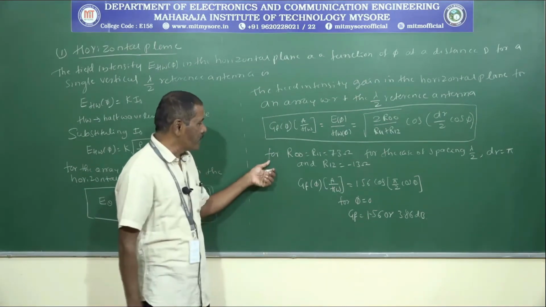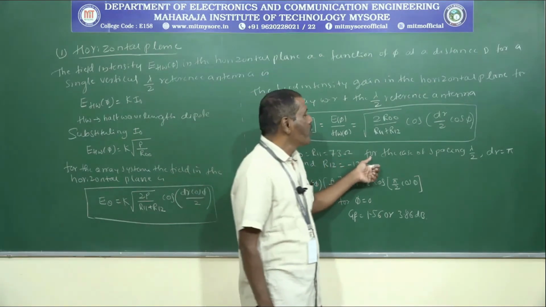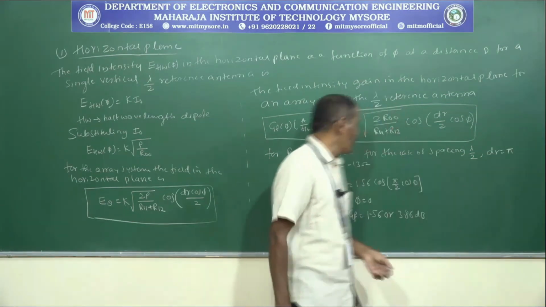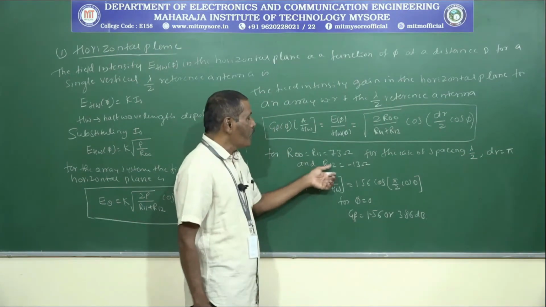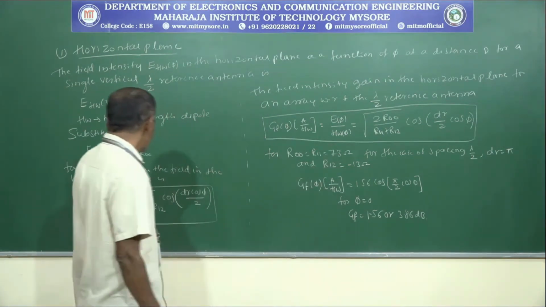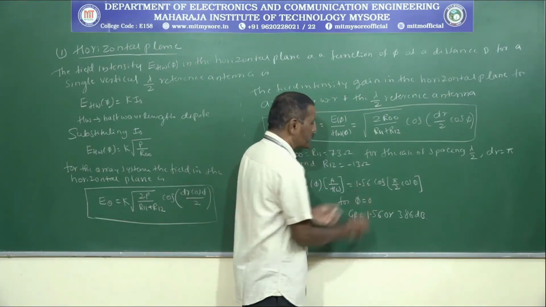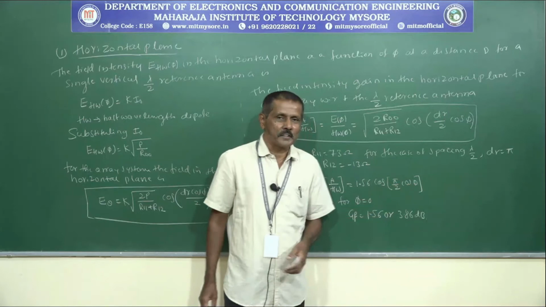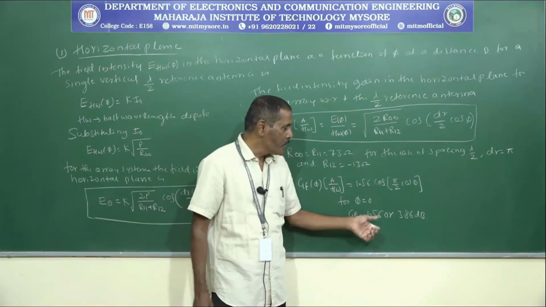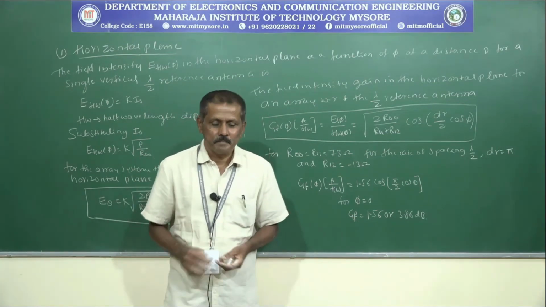Now consider an example for R00 equal to R11 equal to 73 ohms, for the case of spacing lambda by 2 and dr equal to pi, and R12 equal to minus 13 ohms. If you substitute these values in this equation, we get 1.56 cos of (pi by 2 into cos of phi), and for phi equal to 0, the gain becomes 1.56 or 3.86 dB.